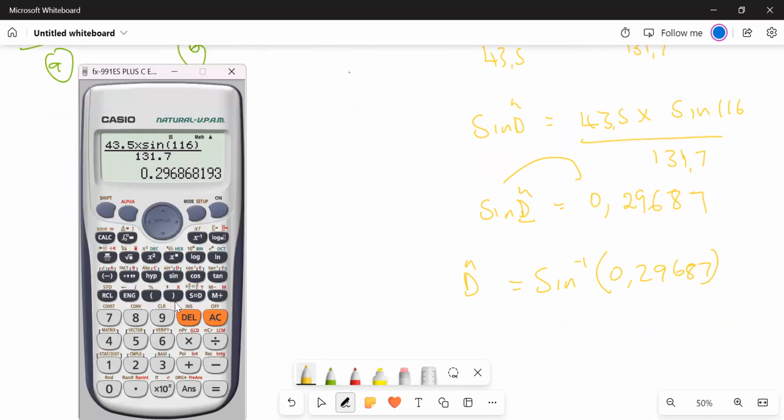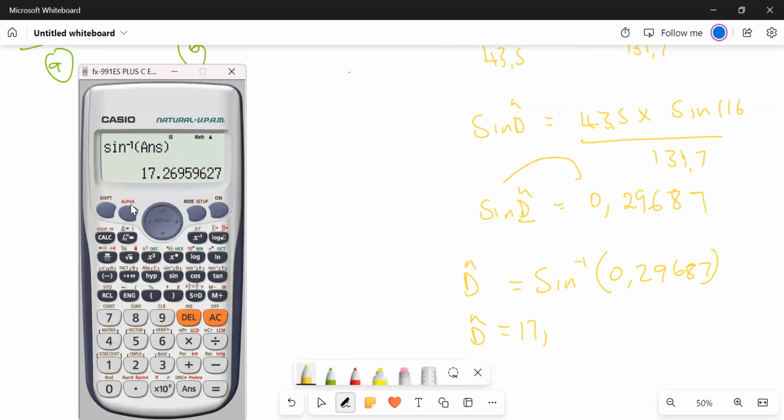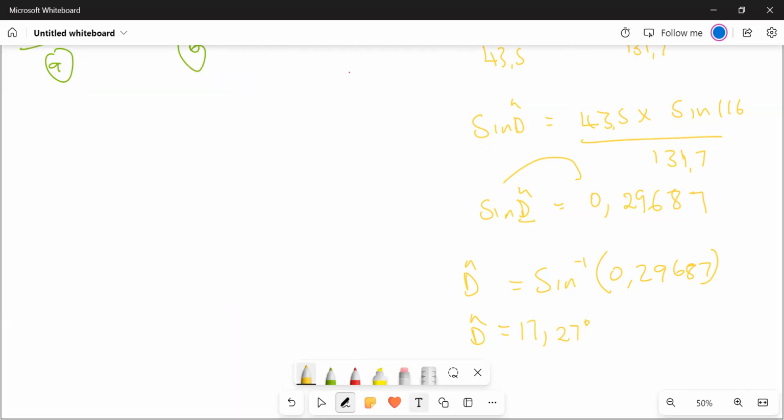Now look at how I am going to do this on my calculator. I'm simply going to say shift sine again, and then I say ans, and then I close the bracket. And then it says our d is going to be given as 17, rounded off to 2 decimal places, 17,27.